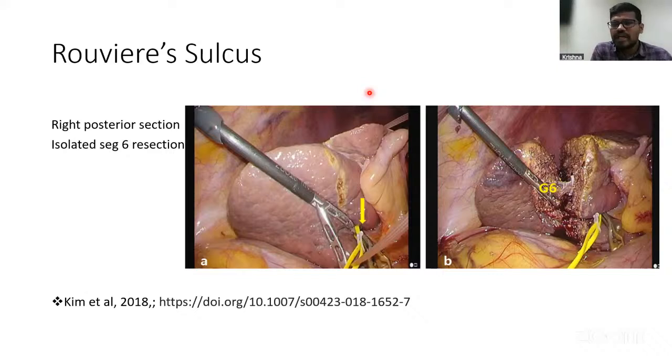So if we wanted to do a right segment 6 resection, first we will try to loop the Rouviere's sulcus. We will get a demarcation line, which will separate the right posterior sector from the main liver. After doing a small hepatotomy on the inferior side, we will be able to identify the segment 6 pedicle. After identifying and clipping the segment 6 pedicle, we will be able to separate segment 6 from segment 7. That is how an isolated segment 6 resection is possible.